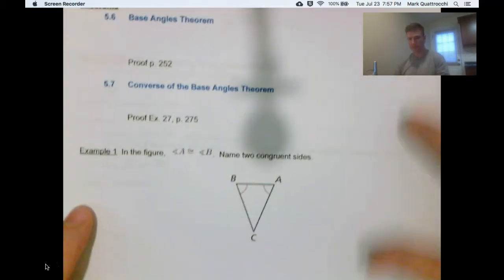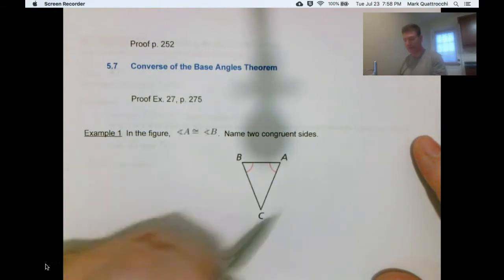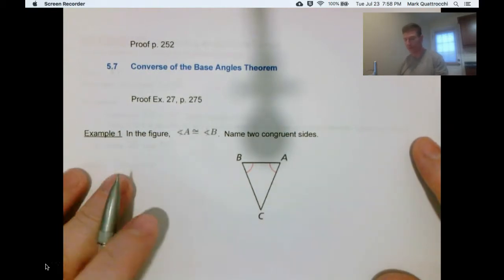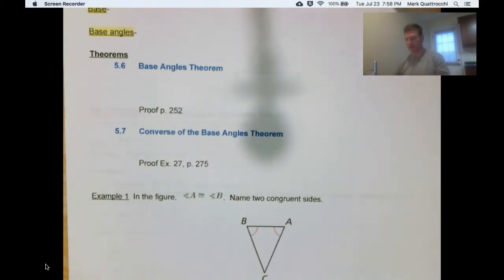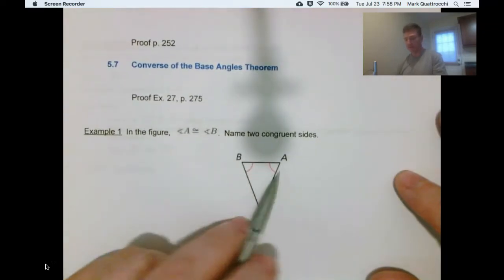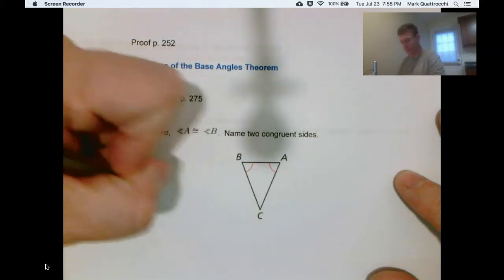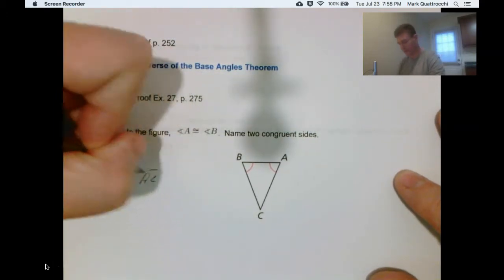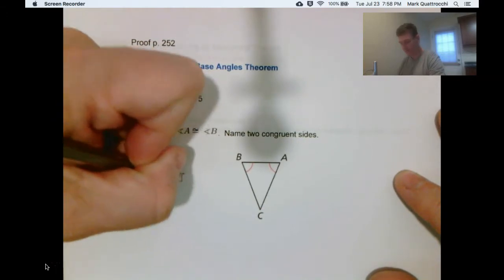Example 1. In the figure, angle A is congruent to angle B. That makes this an isosceles triangle, but even without knowing it's an isosceles triangle, the base angles theorem applies, or the converse of the base angles theorem in this case. Since we have two angles congruent, the sides opposite them must be congruent, so therefore side AC has to be congruent to side BC.